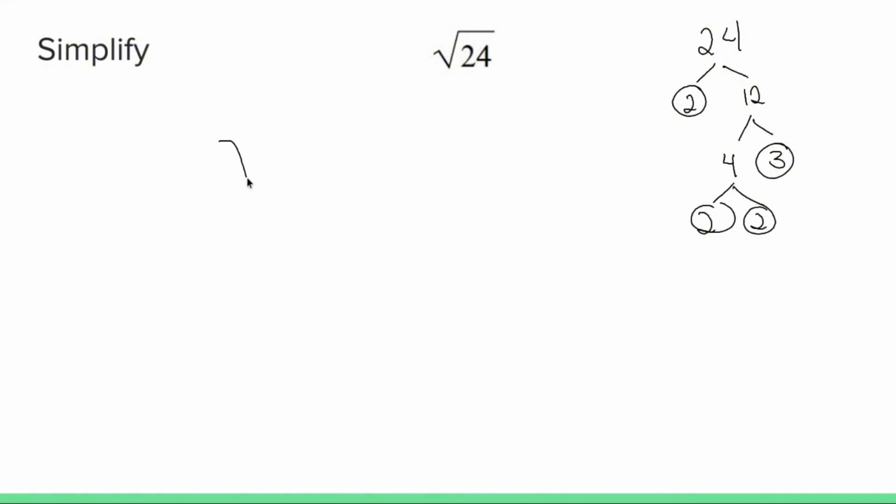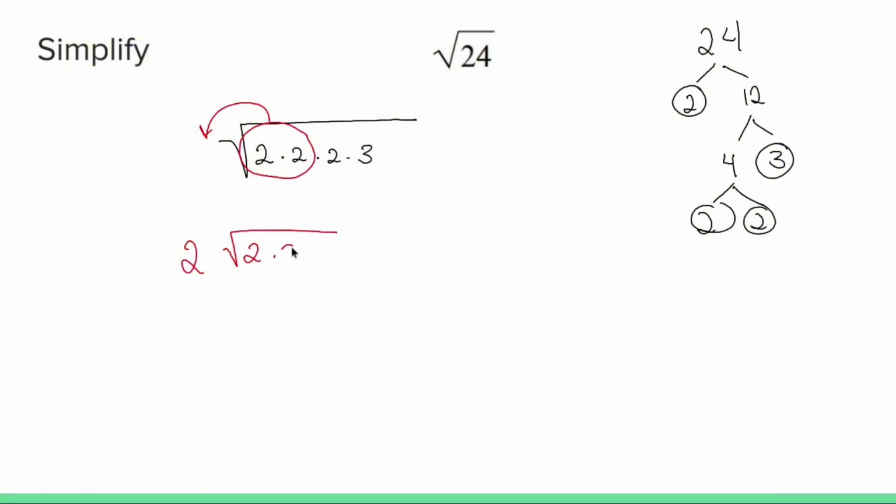So 24 can be written out in its prime factorization as 2 times 2 times 2 times 3. And write it out in order, please. 2 times 2 times 2 times 3. Once you have it all written out, look for pairs of identical numbers. Circle each pair, pull one out. I have a pair of 2s, so I can pull out a single 2, and I'm left with 2 times 3, which is 6. So the answer is 2 times the square root of 6, baby.